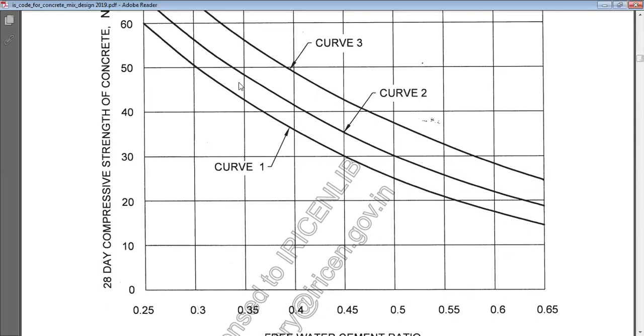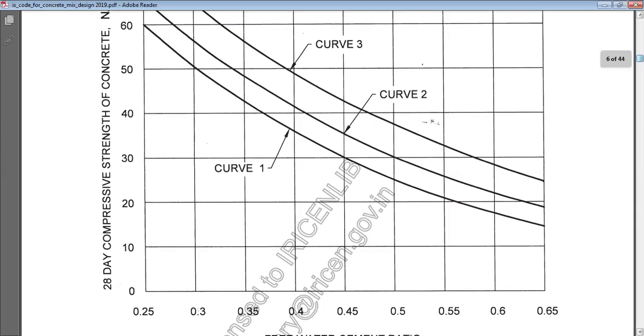I will draw a straight line and see where it will cut. Again, I will draw a straight line parallel to the y-axis and see where it cuts the axis. Here it comes. Means the water cement ratio will come around between 0.35 to 0.4. By trial and error method, you can adjust that. Okay, this is very important.